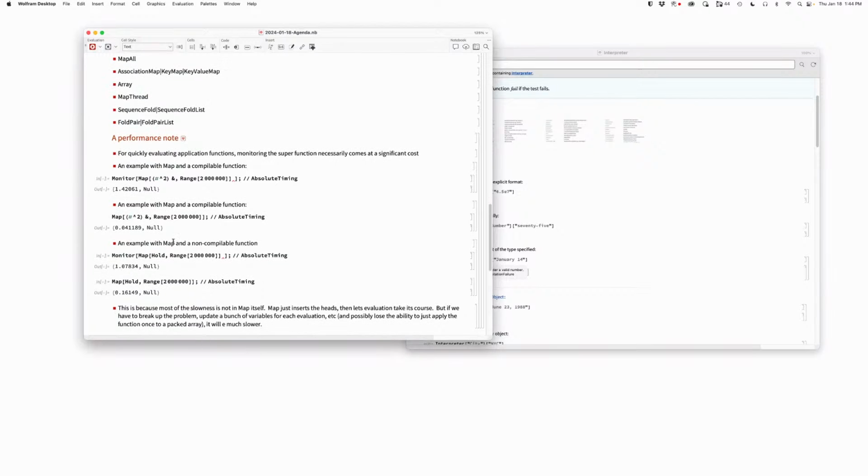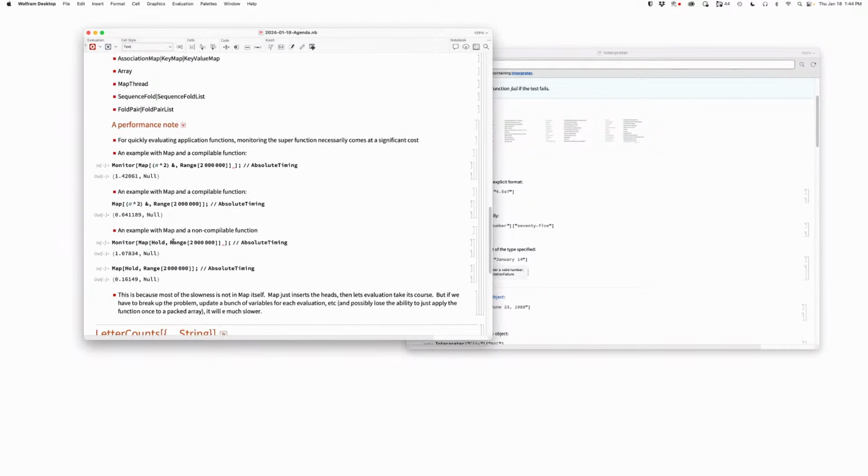Well, right. I mean, normally map itself is not the slow thing. It's the evaluation after the map that's slow, right? Because map just inserts the function in the... So if you have a quickly evaluating function, then adding all these extra evaluations to create pretty boxes.